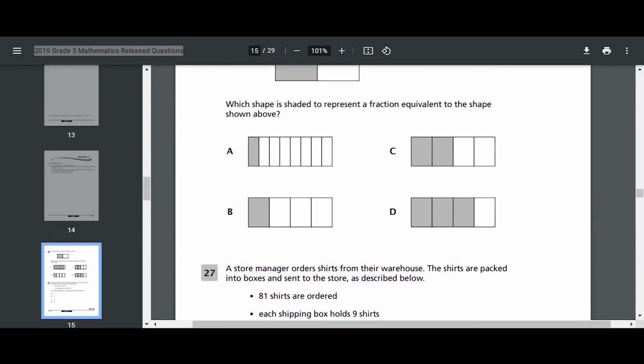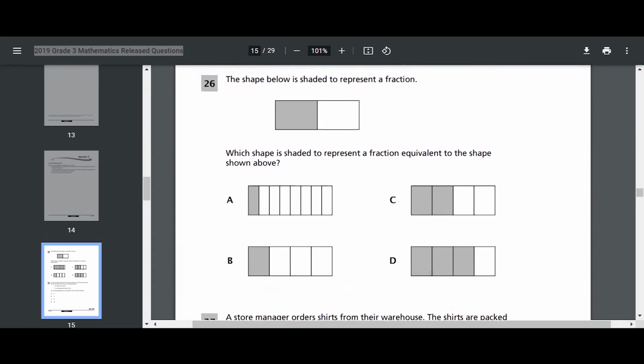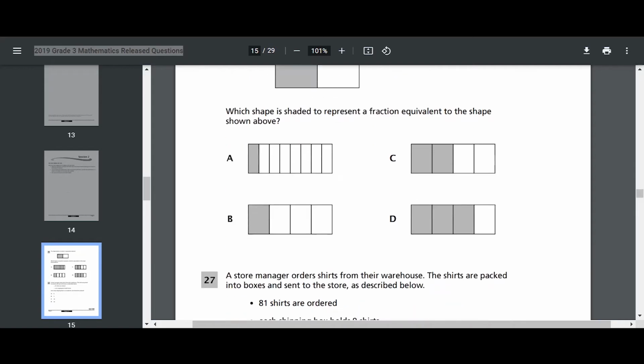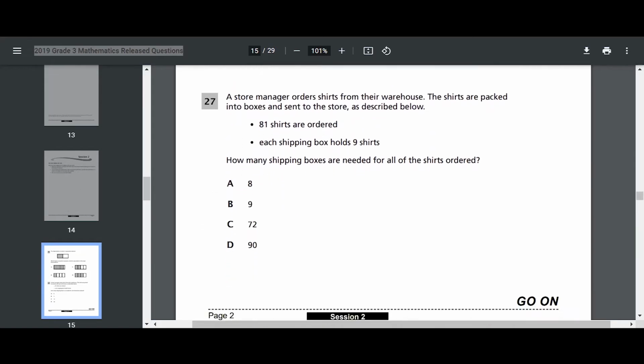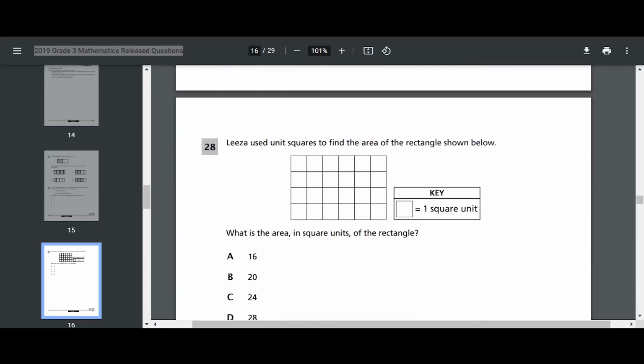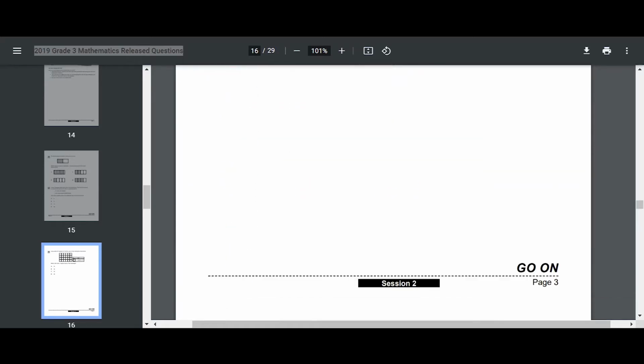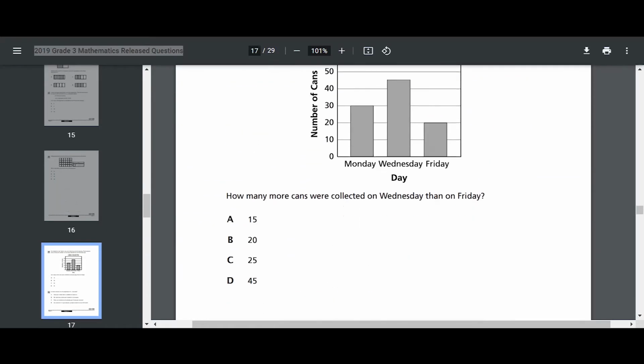This is an example of one of the multiple choice questions that will be in Session 2. Number 26. The shape below is shaded to represent a fraction. Which shape is shaded to represent a fraction equivalent to the shape shown above? Let's continue down to our extended response, since this video is mainly focused on extended responses.